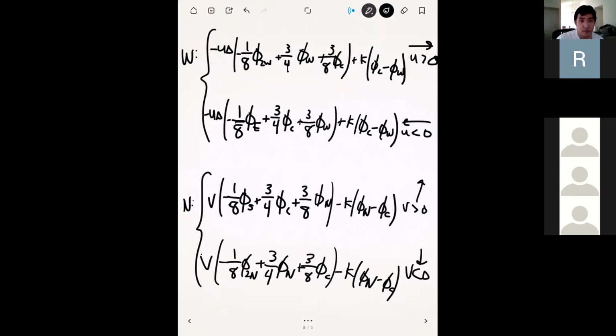For the north face, there's no v delta in the beginning? Oh, there is delta, yeah. Thank you for that. I forgot the delta. Yeah, they should all have delta. Thank you.